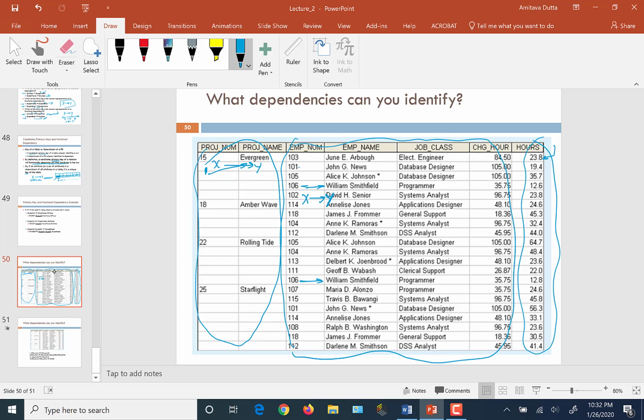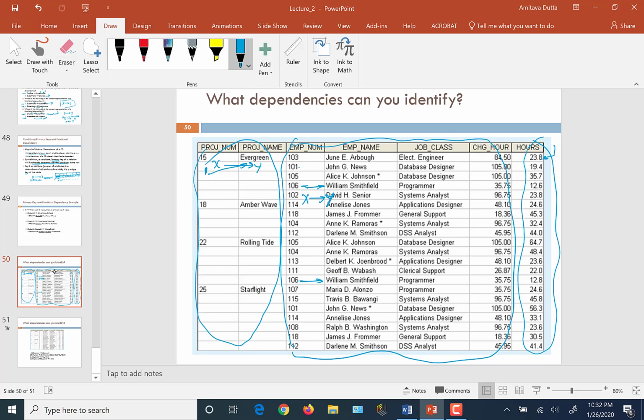If you tell me employee 104, then I will tell you that that employee is a database designer as well. So if I know the employee number, I also know the job class of the employee. All right. Now, if I go a little bit further to the right, there's an interesting functional dependency over here.